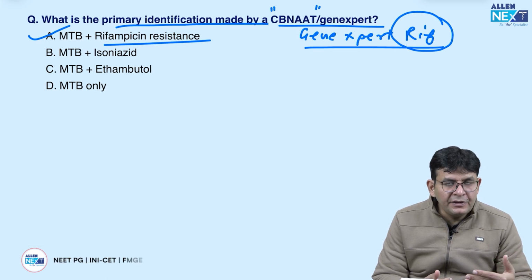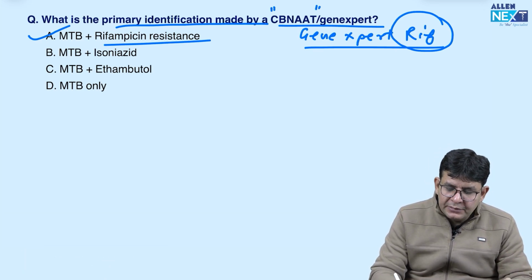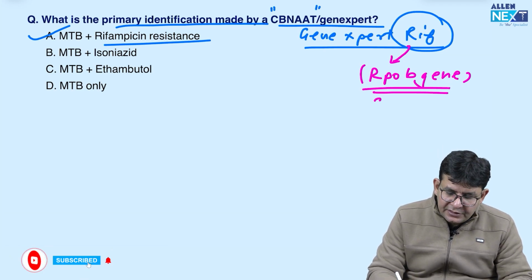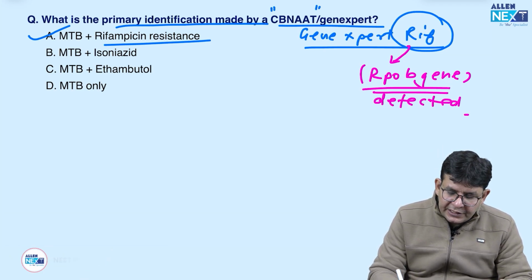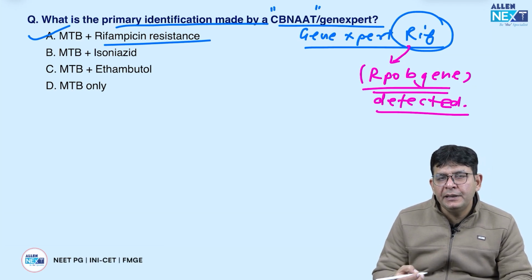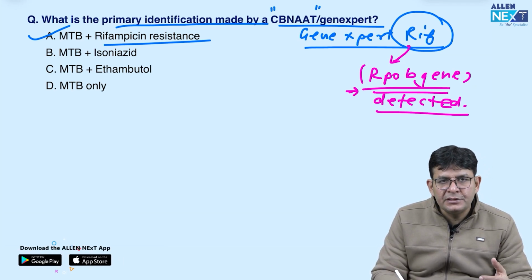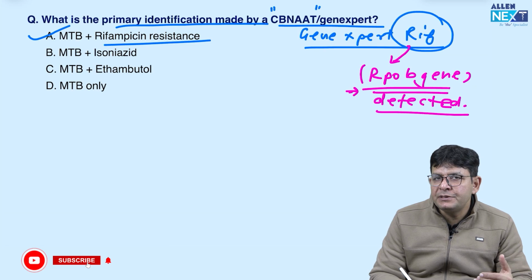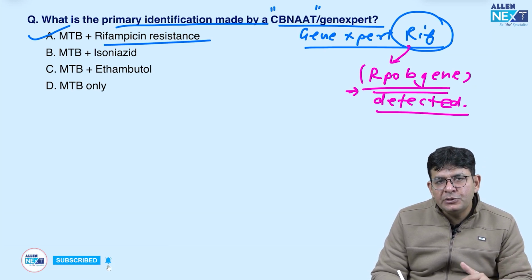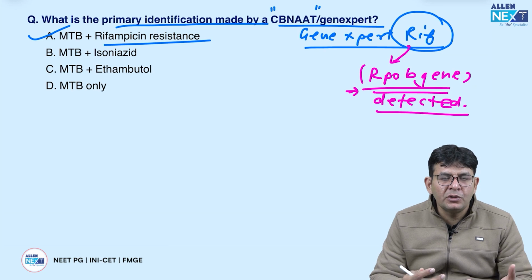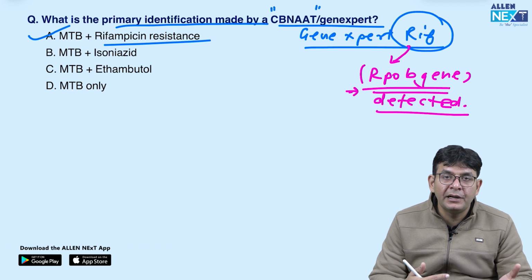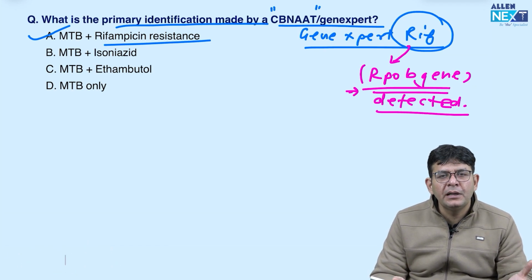So MTB with rifampicin resistance, and the other question likely to come in future exams is which particular gene is being targeted. The answer is the rpoB gene. This gene is detected with the help of CB-NAT or Gene Xpert RIF, and thereby it tells about rifampicin resistance. Whenever it tells that the organism is rifampicin resistant, it will obviously be isoniazid resistant also, in most cases, not always. So it gives you a hint that you are dealing with MDR-TB. That's the use of CB-NAT or Gene Xpert.